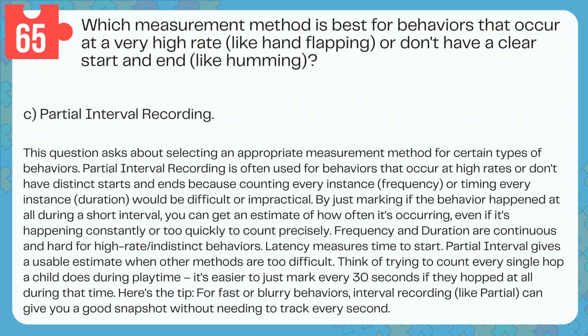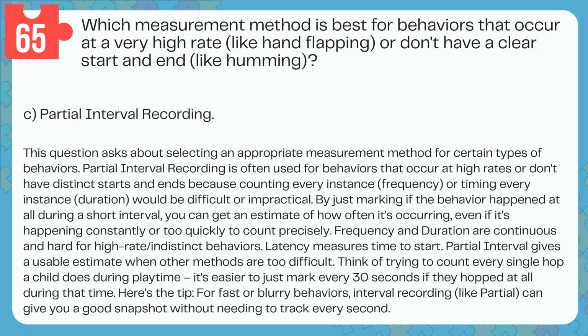Answer C. Partial interval recording. This question asks about selecting an appropriate measurement method for certain types of behaviors. Partial interval recording is often used for behaviors that occur at high rates or don't have distinct starts and ends because counting every instance, frequency, or timing every instance, duration, would be difficult or impractical. By just marking if the behavior happened at all during a short interval, you can get an estimate of how often it's occurring, even if it's happening constantly or too quickly to count precisely.